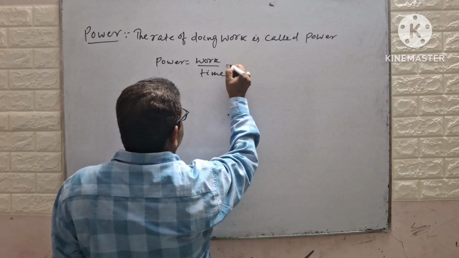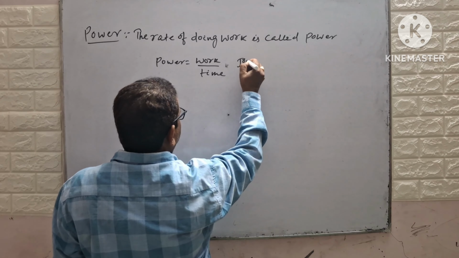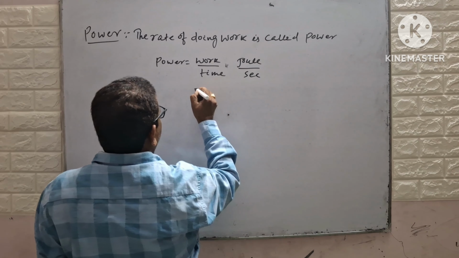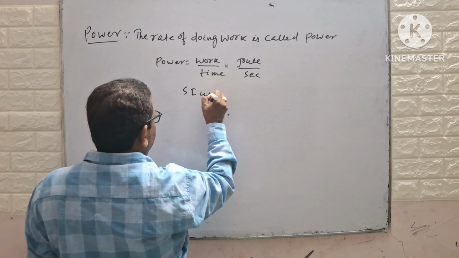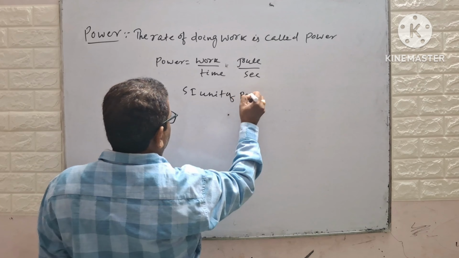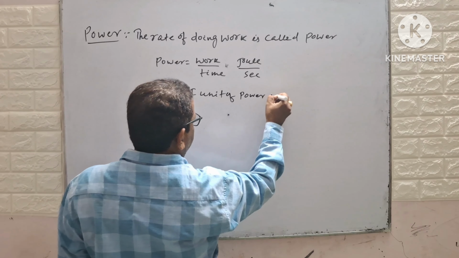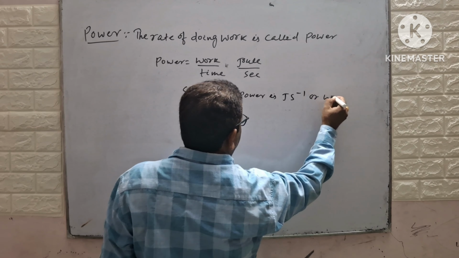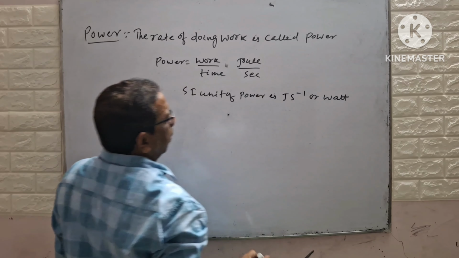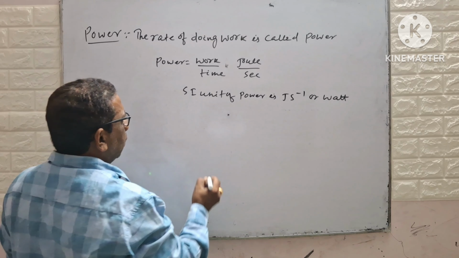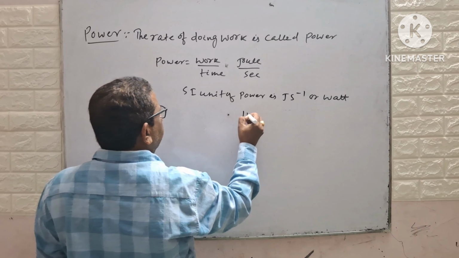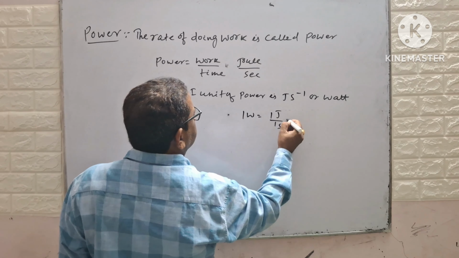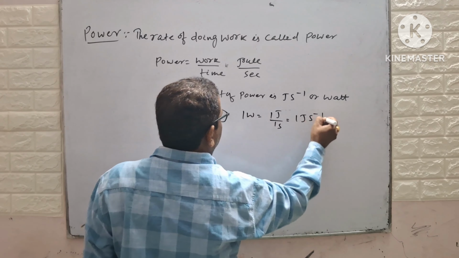What is the SI unit of work? That is joule. SI unit of time, second. So the SI unit of power is joule per second, or we can say watt. 1 watt equals 1 joule by 1 second, or 1 joule per second.